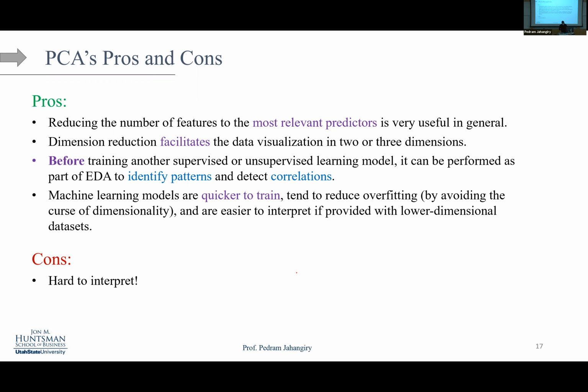Okay, and what are the cons? It's hard to interpret. Remember, what is PC1? PC1 is a linear combination of x1, x2, and so on. Let's say a linear combination of hundreds of features. There's no interpretation, right?